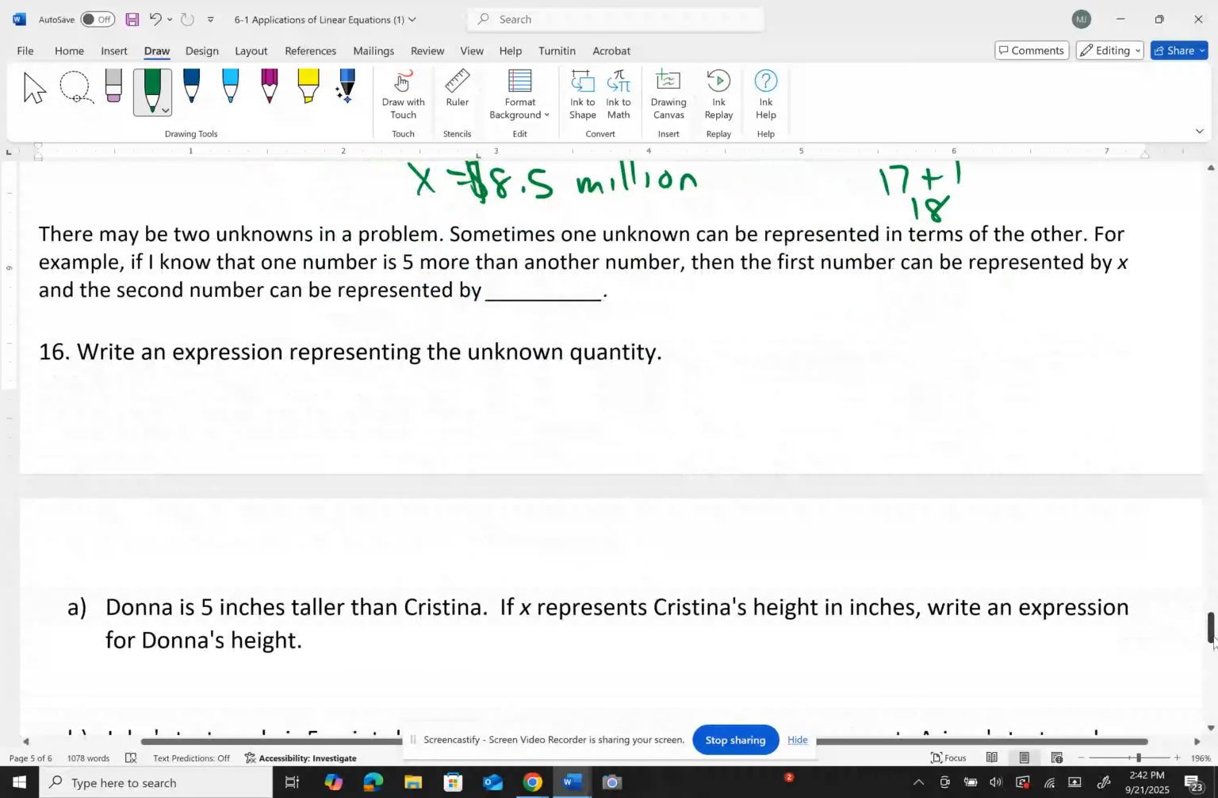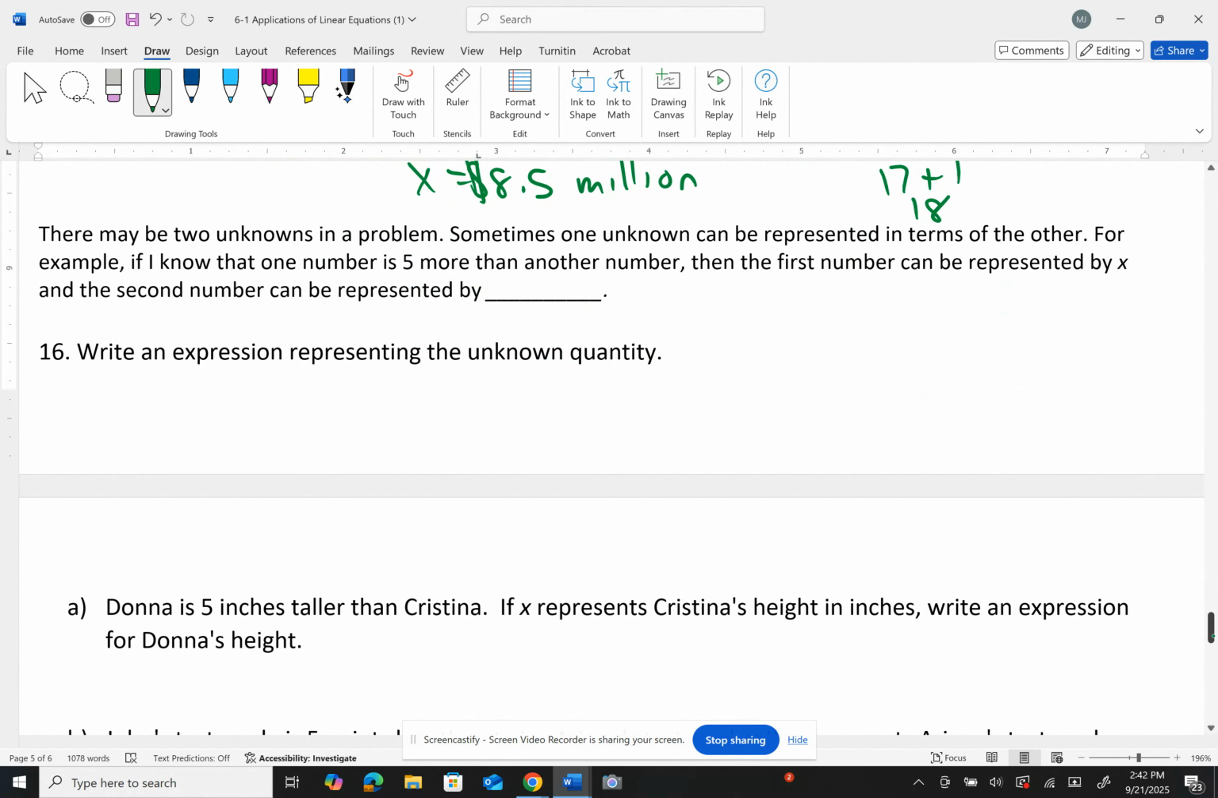Now we're going to look at solving word problems where there may be more than one quantity in the problem. There might be two unknowns, but there will be some kind of relationship between them. And so you'll be able to represent one quantity with an X, and then the other quantity would be represented using an expression involving X as well, okay? So here's the example to start with.